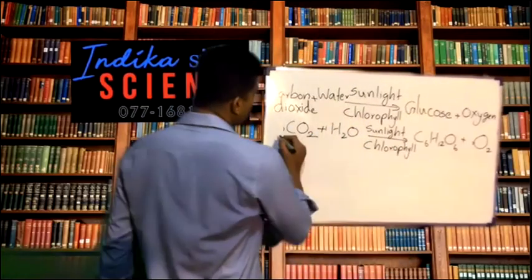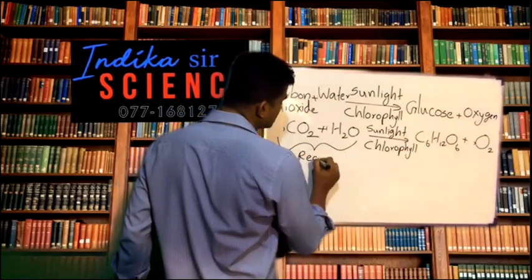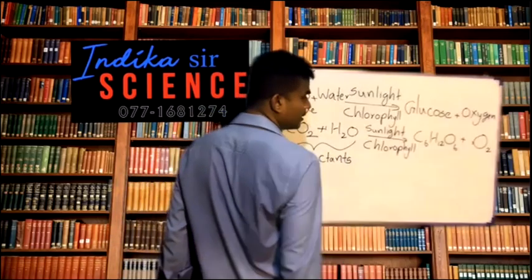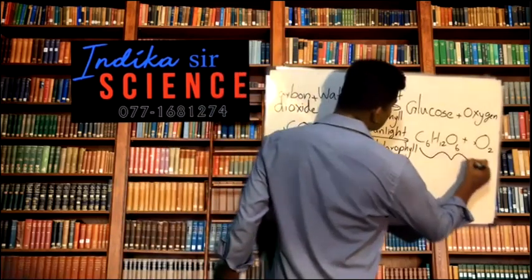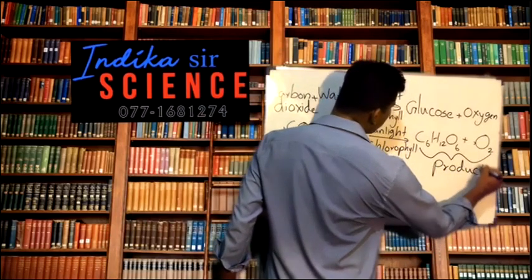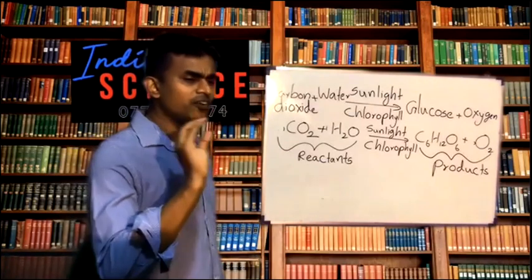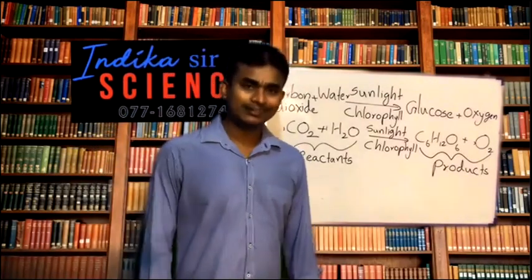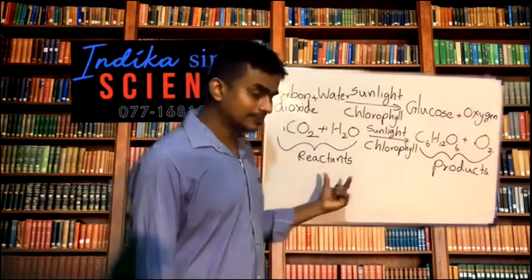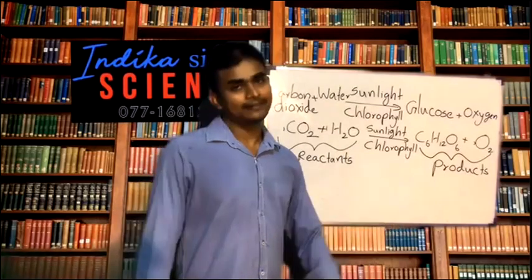This side we called as the reactants. Reactants means the things which participate for the reaction. This side we called as the products. Product means the things that form during the reactions. If you write the chemical equation correctly, the number of atoms of the reactant side and the product side should be equal. That is the common standard.